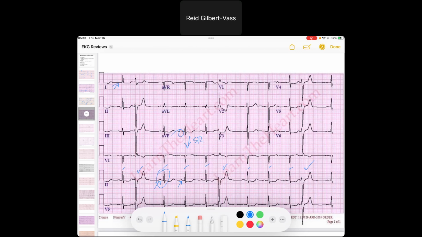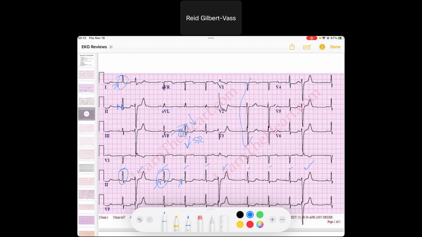And might look at our AV node conduction. Looks like that PR interval is maybe right at 200, so we're borderline first degree AV block, but we're going to give them the benefit of the doubt. We're going to say it's not the first degree. And so then we're going to look at our QRSs that are in our normal beats, and those are narrow. And it's up in 1, it's up in AVF, and so that's a normal axis.